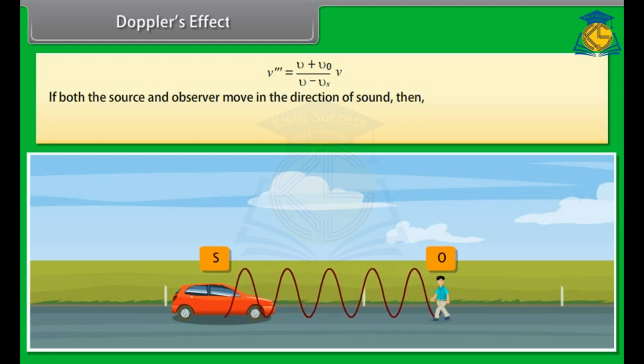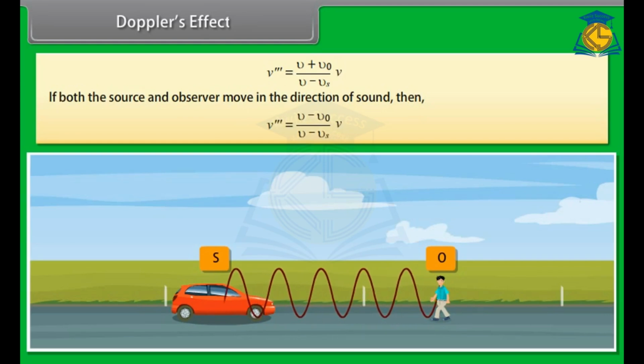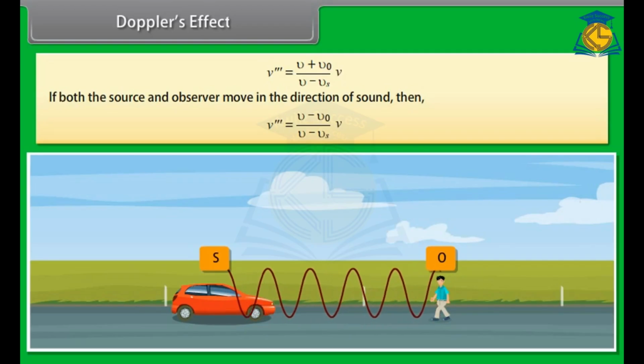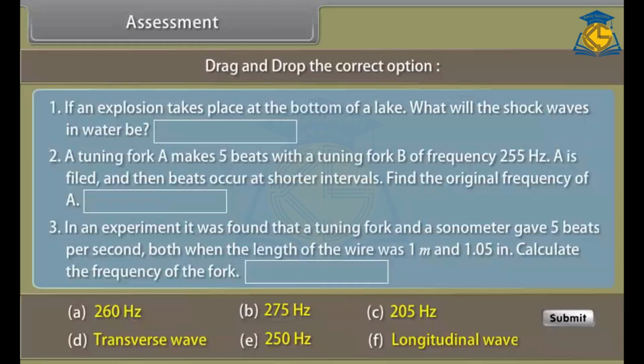If both the source and observer move in the direction of sound, then nu triple dash is equal to v minus v0 upon v minus vs multiplied by nu. Assessment. Before proceeding further, let us know how much you have learned. Drag and drop the correct option.